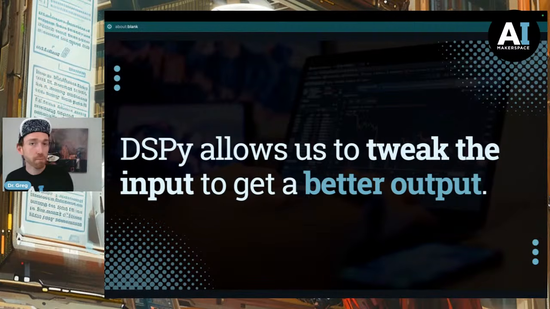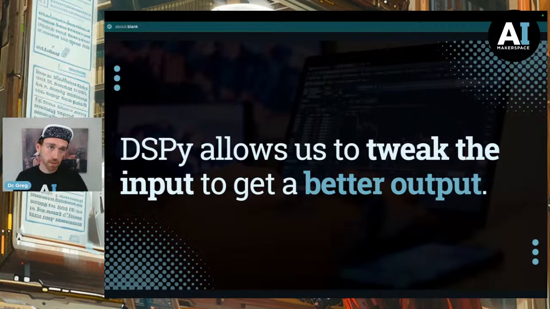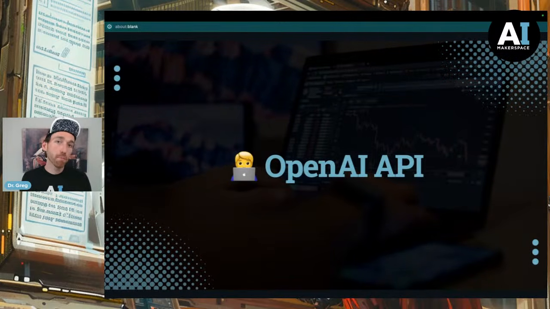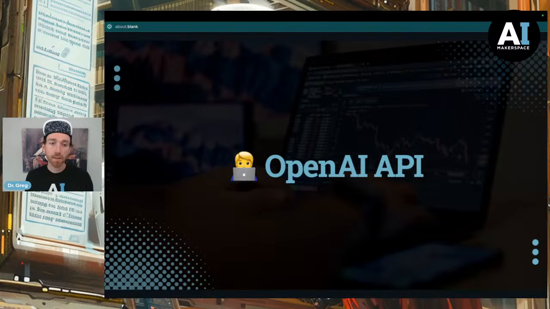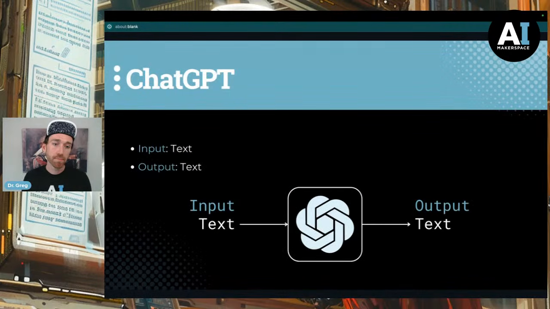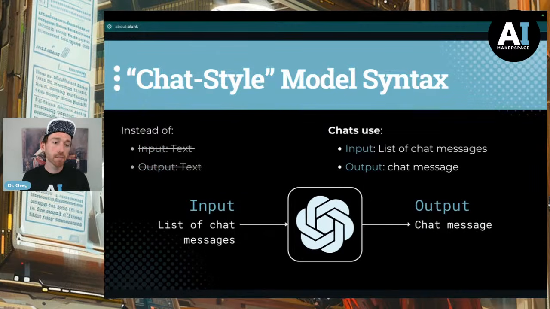Now we still have input-output pairs, keep in mind, but let's bring in another layer to this. All of you are probably familiar with hitting the OpenAI API, developer 101, how to start building with these tools. Now, if you're not a developer and you just use ChatGPT, you put text in and text comes out. But if you're going to use chat style model syntax, rather than text in, text out, you put a list of chat messages in and you get a chat message out.